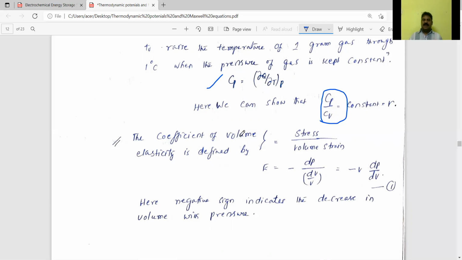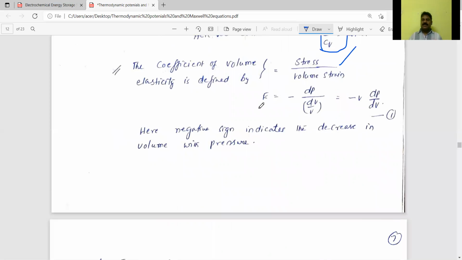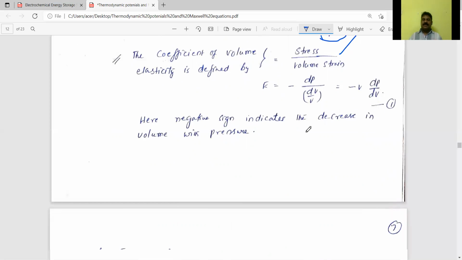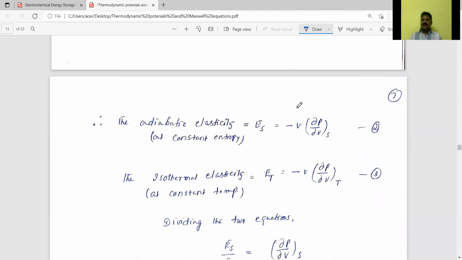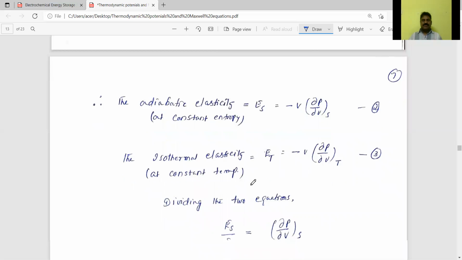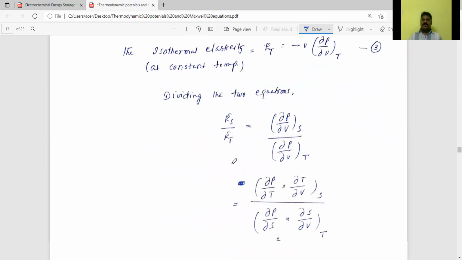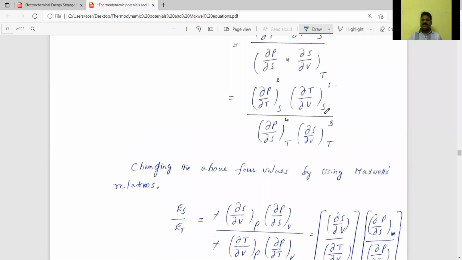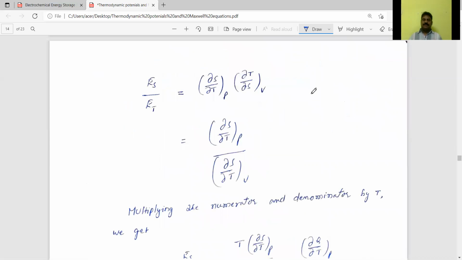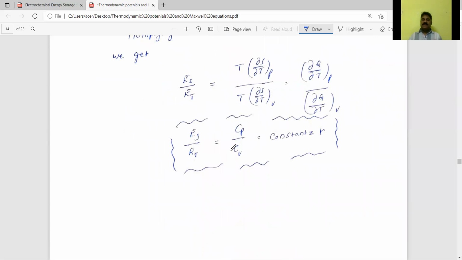First of all, for that, I have taken the volume elasticity. So, the volume elasticity, as per the definition, can be written as stress by volume strain. From that, E equal to minus V into dP by dV. So, this volume elasticity can be written in the adiabatic process as well as in the isothermal process. After that, if you take Es by Et and solve these equations, finally you can prove that Cp by Cv, Es by Et equal to Cp by Cv equal to gamma.